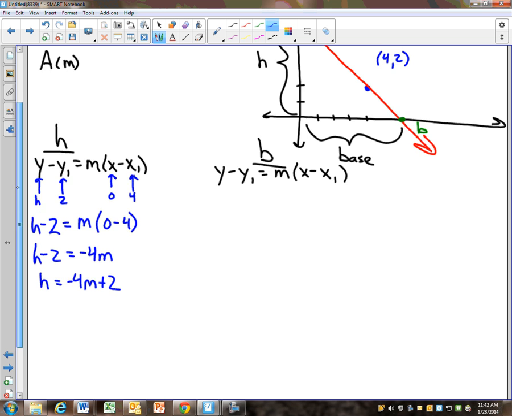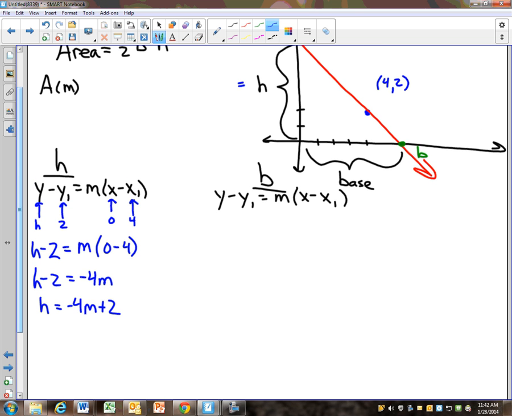So this is what I have right here. Look at this h value. I have a representation for the height in terms of the slope: negative 4m plus 2. How cool is that? Got it.